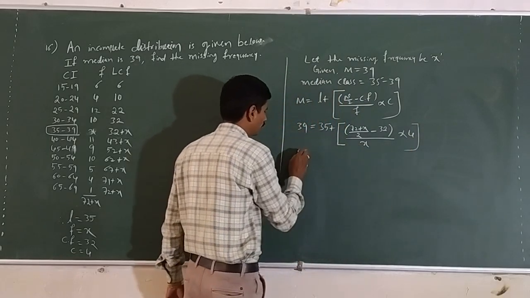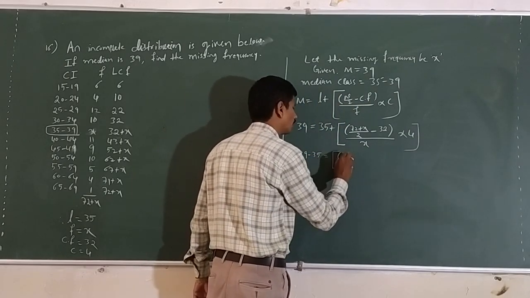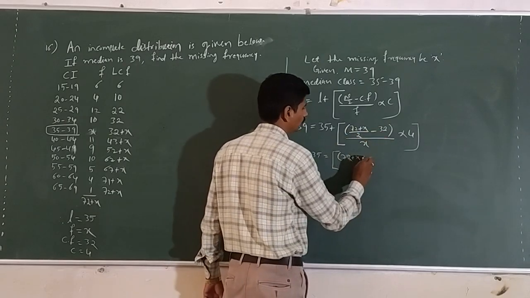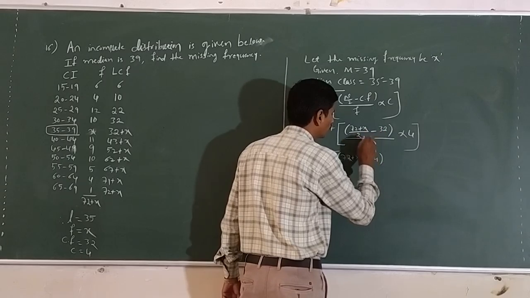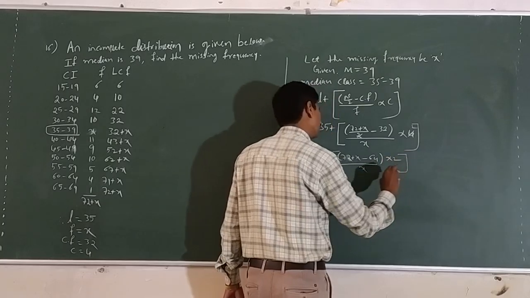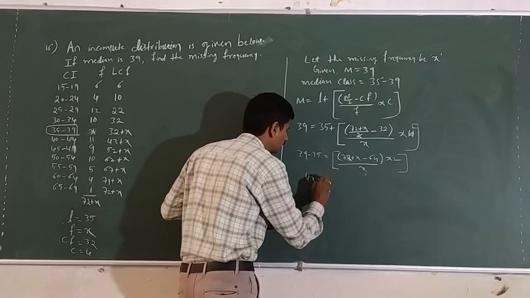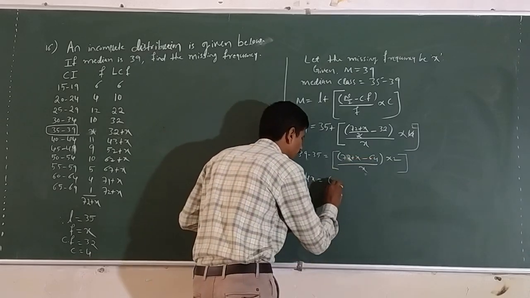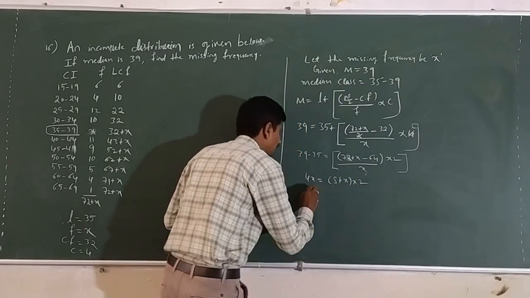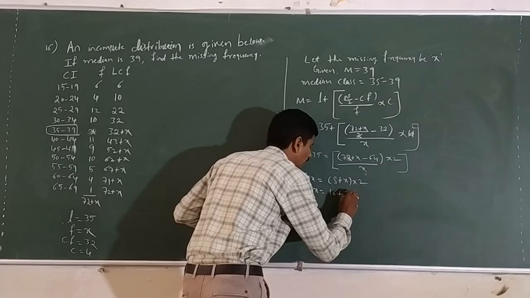Next, take 39 minus 35 equal to (72 plus x minus 2 into 32, that is 64) divided by 2, into 4, divided by x. 39 minus 35 is 4. Multiply by x, that is 4x equal to (72 minus 64 is 8) plus x, into 2. So 4x equal to 16 plus 2x, that is 2x.